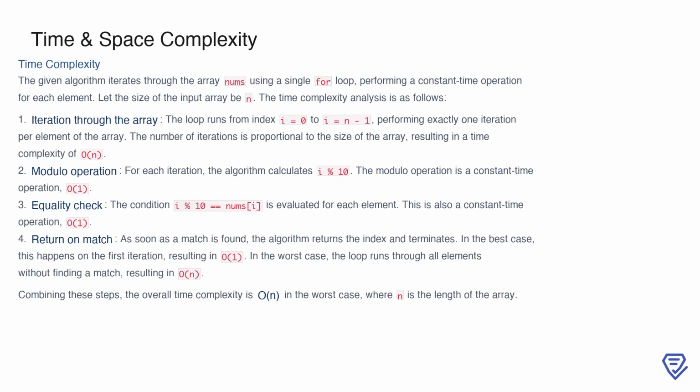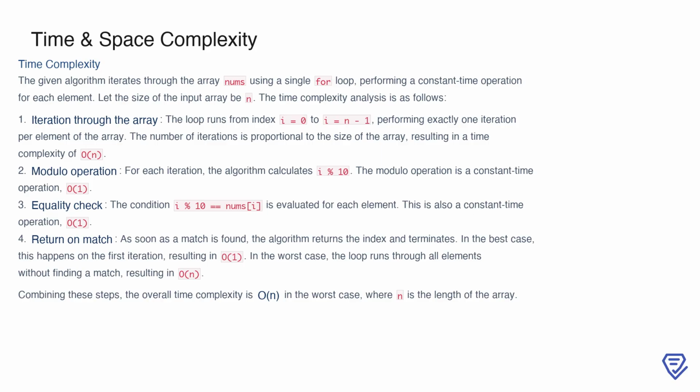To analyze the time complexity of this algorithm, let's start by considering its structure. The algorithm iterates through the input array nums using a single for loop. This loop runs from index i equals 0 to i equals n-1, where n is the size of the array. Because each element is visited exactly once, the number of iterations is proportional to the size of the array, giving us a time complexity of O(n). Within each iteration, the algorithm performs two constant time operations, a modulo operation, i % 10, and an equality check, i % 10 equals nums[i]. Both operations are O(1).